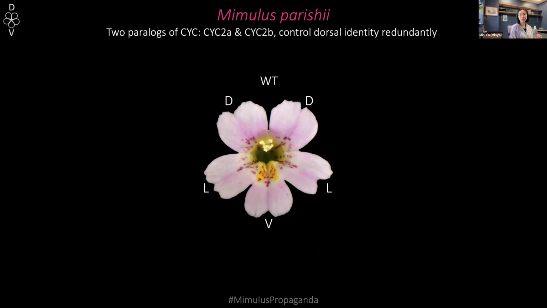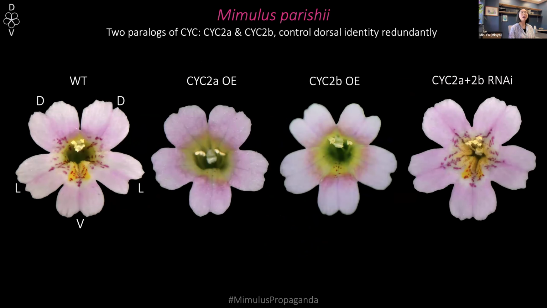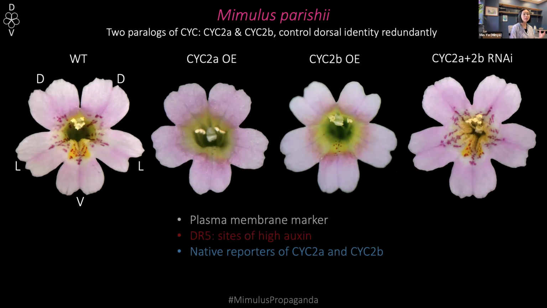So we have two paralogs of cycloidea in Mimulus, Cyc2A and Cyc2B. Both of them control dorsal identity redundantly. If we overexpress either of them, the flowers become kind of dorsalized. And if we knock both of them down, the flower becomes completely ventralized. To understand everything more closely, we put a few things in the plant. Firstly, a plasma membrane marker to see the cells and the tissue shapes more clearly. And DR5 as a synthetic auxin reporter that reports the sites of high auxin, as well as native reporters of Cyc2A and Cyc2B, translational reporters.